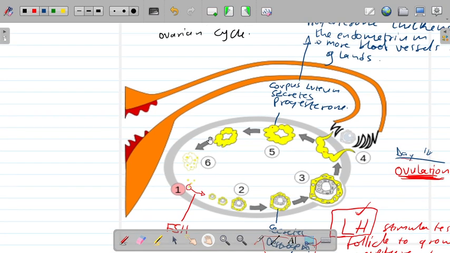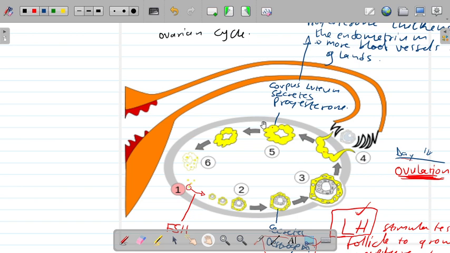Notice that I'm giving you hints of what's happening basically in the endometrium, in the cycle of the endometrium. So as we're going through the ovarian cycle.